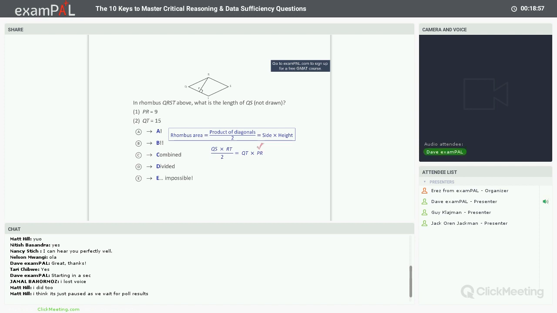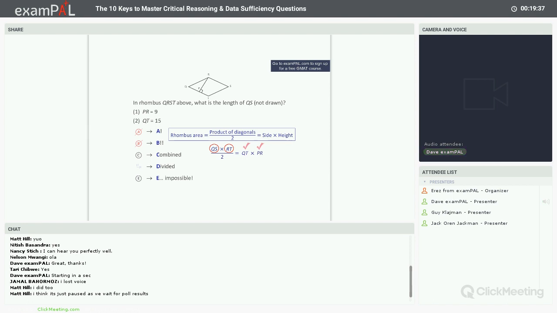Let's look at the statements now. Statement 1 gives us PR, 9. We have that. And statement number 2 gives us QT. We have that. But even combining both of these together, we're still going to have 2 variables left, QS and RT. It's obvious that neither statement number 1 nor statement number 2 is sufficient on its own, leading us to eliminate A, B and D as well. Now it looks like even when we combine them, we still have 2 variables left, meaning we're still short, right? Well, hold on a sec.